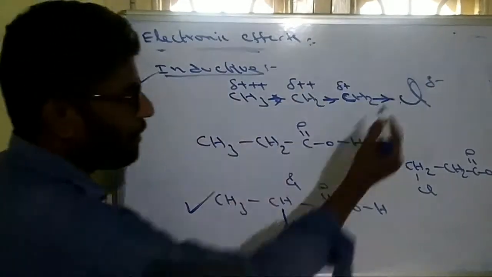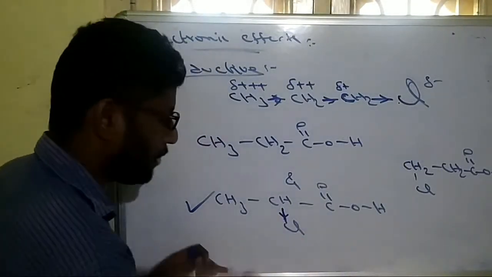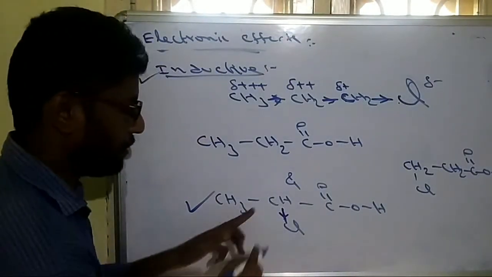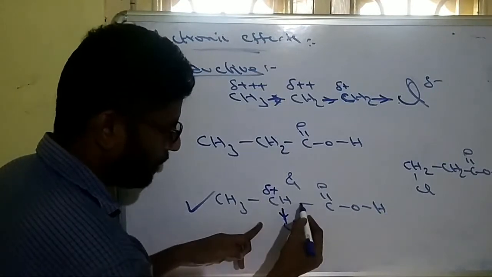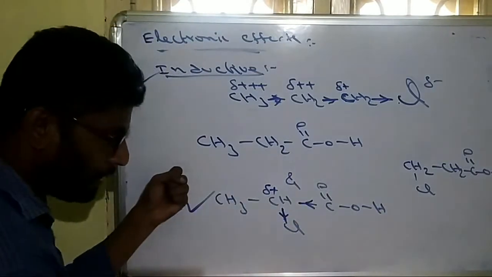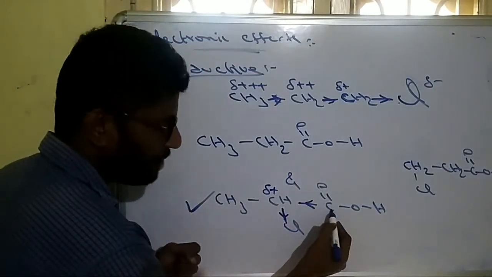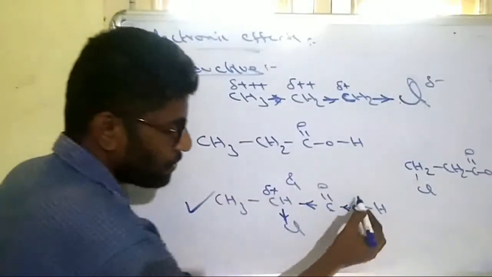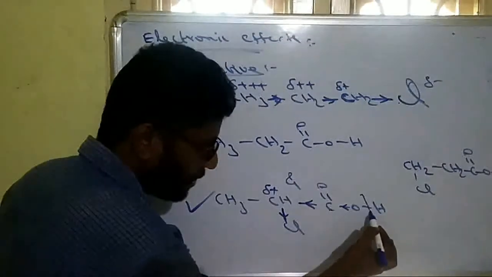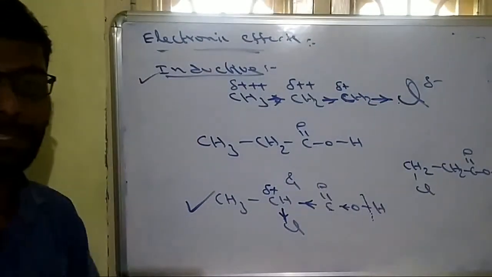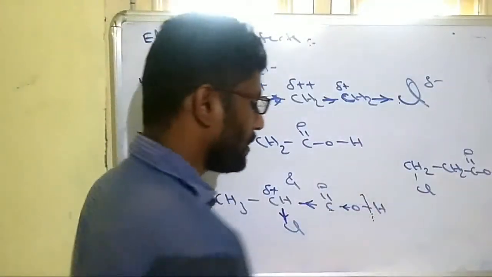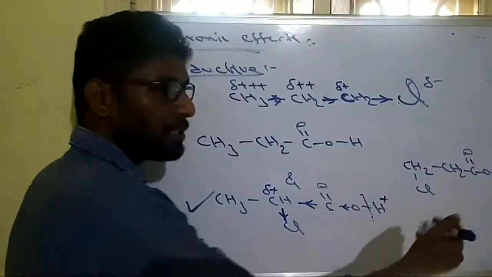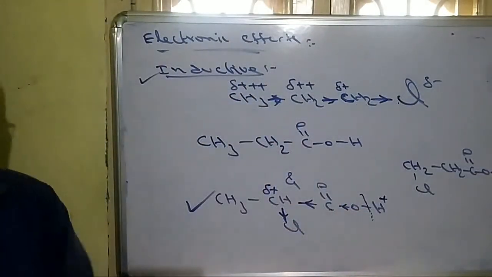As I said, chlorine is an electron withdrawing group. It will pull electrons, so this carbon becomes electron deficient. Then it will pull from this oxygen, which becomes deficient, and that pulls from this hydrogen. So breaking of the O-H bond is easy. When O-H breaks easily, H plus ions can be donated easily. It should be a strong acid.